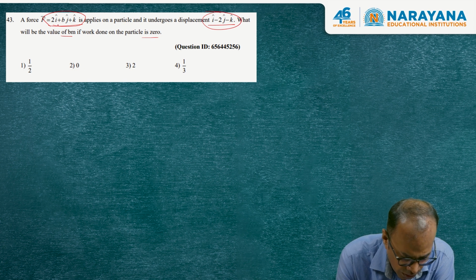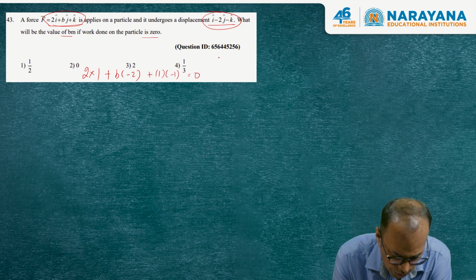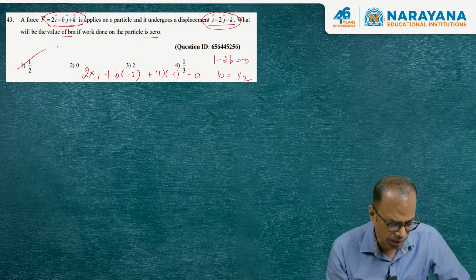Dot product is easy. We just multiply the I components, J components and K components. So 2 times 1 from first and second, B times minus 2, then 1 times minus 1 should be equal to 0. So we get 2 minus 1, 1 minus 2b equal to 0. That gives you b is equal to 1 by 2. So the answer is b equal to 1 by 2. First answer.